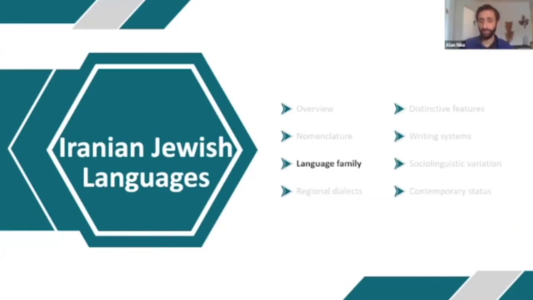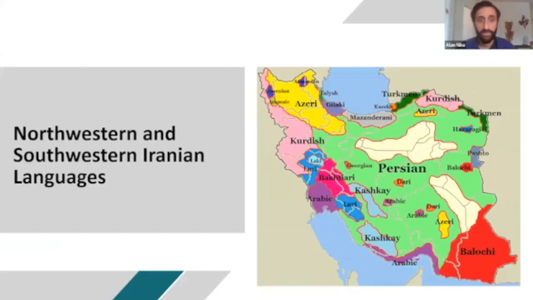So what is their language family? Let's get into that a little deeper. So we know there's a split between Northwestern Iranian languages and Southwestern Iranian languages. At least that's the origin. They aren't necessarily spoken in those exact regions anymore. So here are the languages, the non-Jewish languages of Persia, so we can see the general context in which these Jewish languages exist.